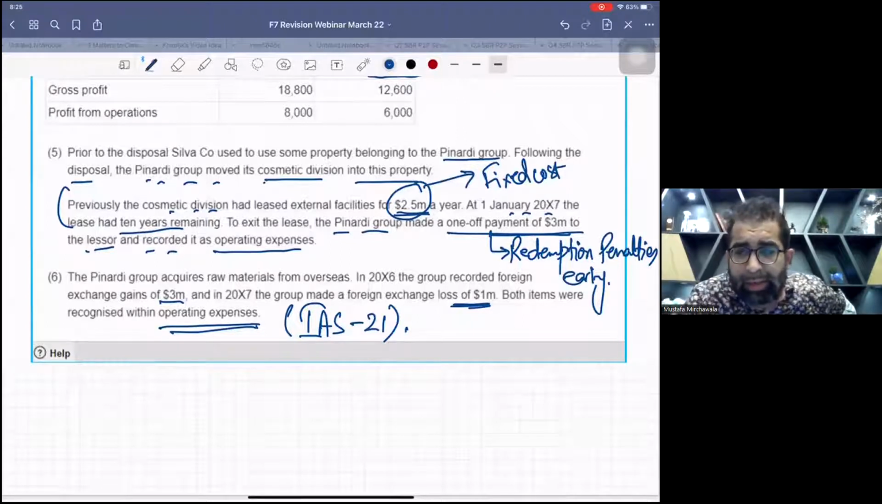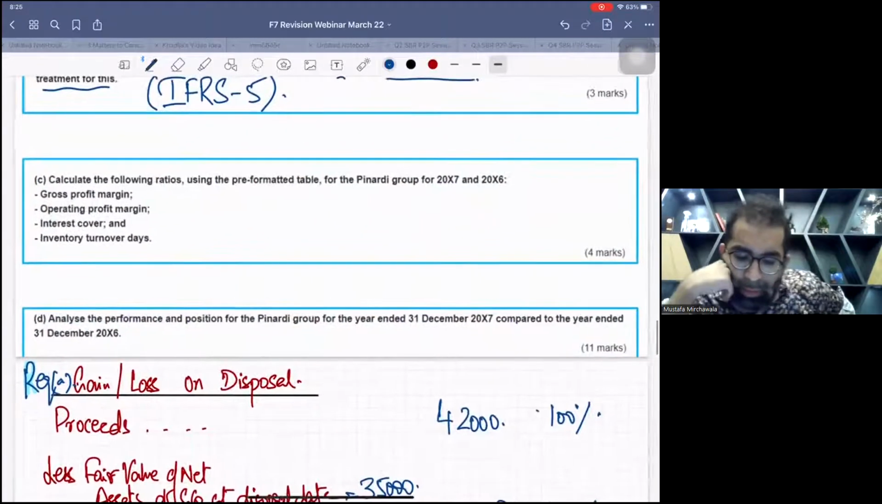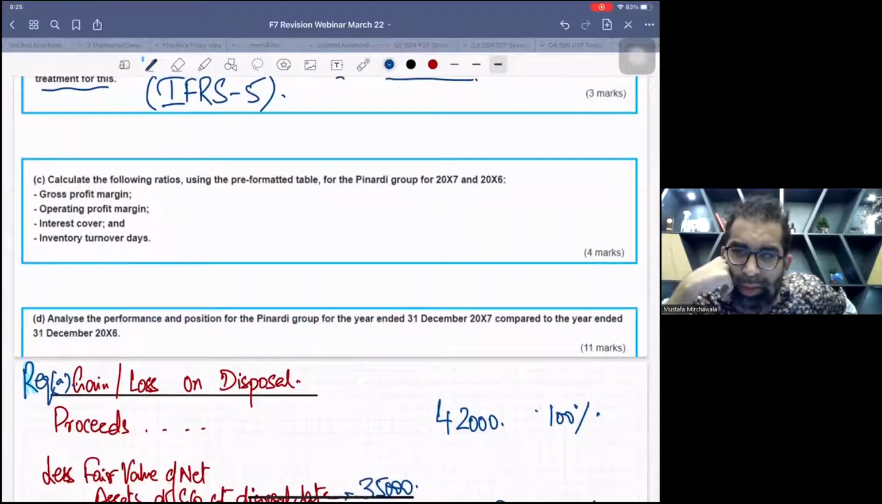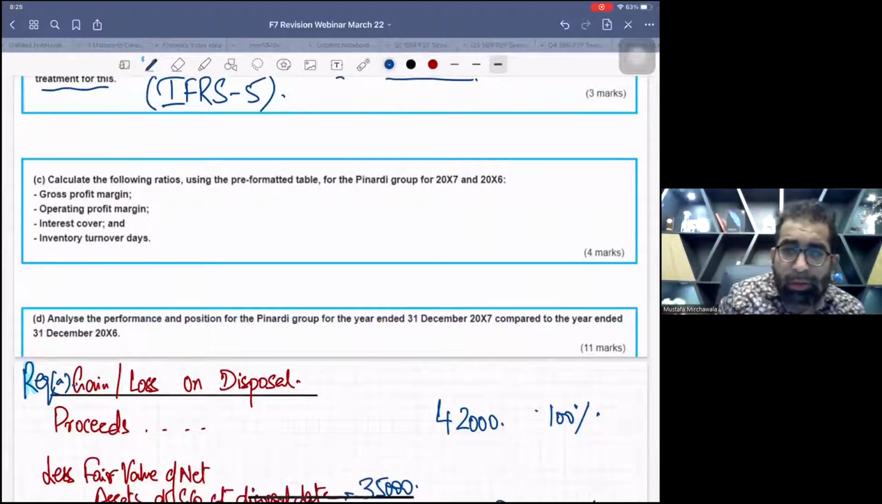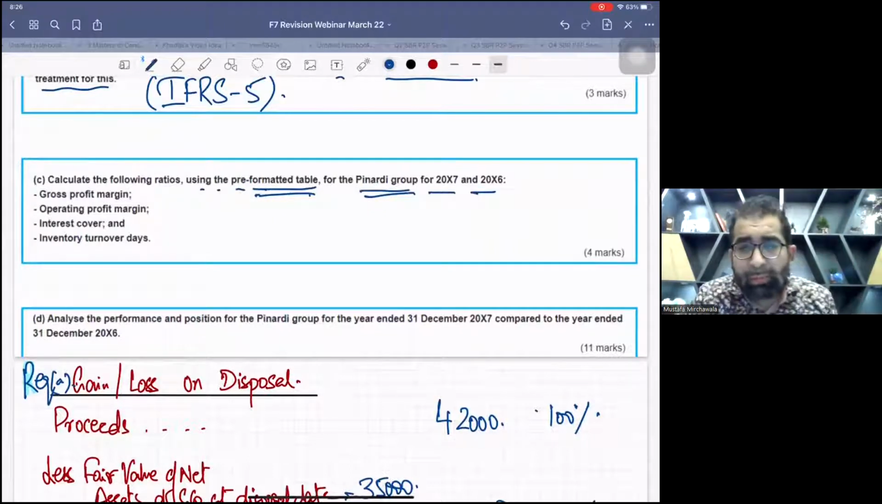Now again, easy marks. Get ready to grab part C. Just read it and enjoy. Calculate the following ratios using the pre-formatted table for the Pinardi group for 2007 and 2006. Simply, you have to calculate these four numbers, and they have not said to adjust anything. No need to adjust. Pinardi group means consolidated, so just go to the consolidated income statement and start calculating these four.